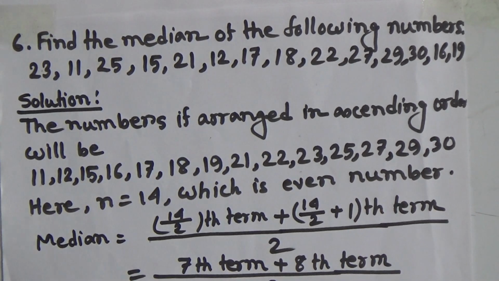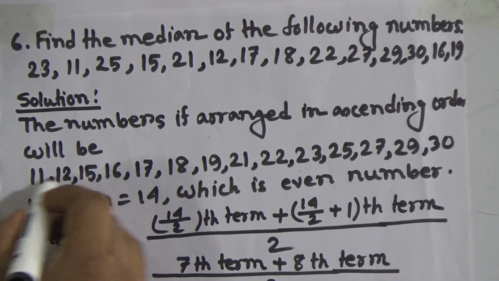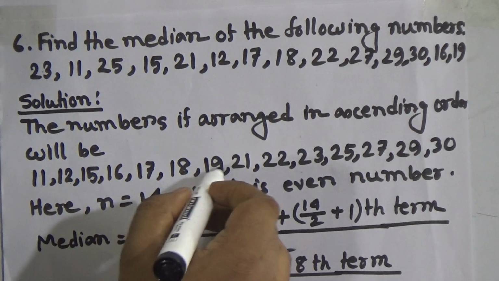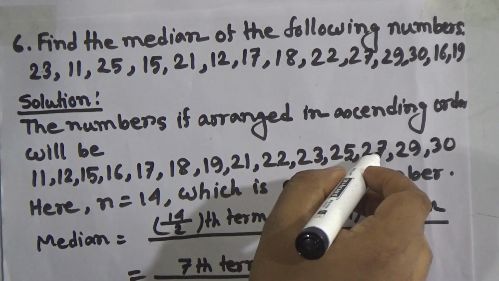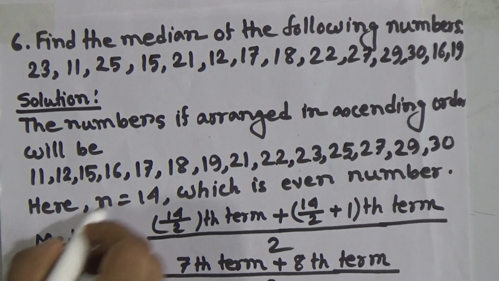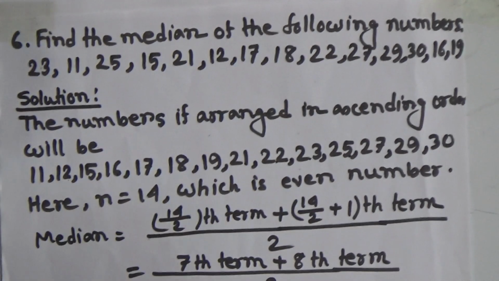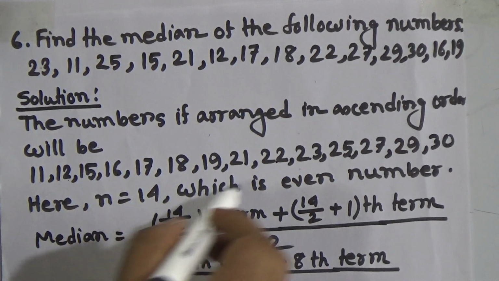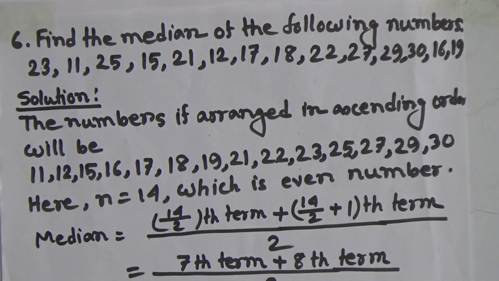Okay, now we count. How many data are there? 1, 2, 3, 4, 5, 6, 7, 8, 9, 10, 11, 12, 13, 14. So here n equal to 14. N means total number of data. N equal to 14, which is an even number. As this is an even number, we use the formula of median when n is an even number, and that is the n by 2 th term plus n by 2 plus 1 th term. Okay, my dear student, th means term.